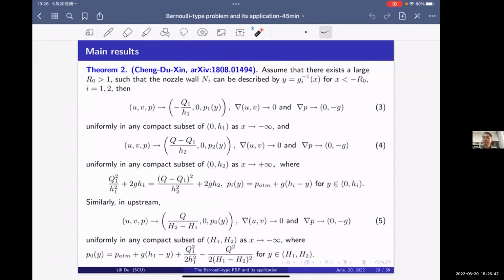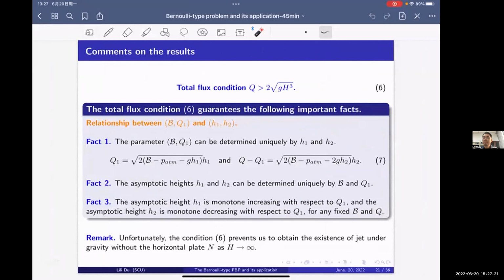As a byproduct, we can show Theorem 2, the asymptotic behavior of the impinging jet problem in the upstream and downstream. Theorem 2 gives that the velocity and the pressure converge to some uniform flow in the inlet and in the downstream, in the far fields.